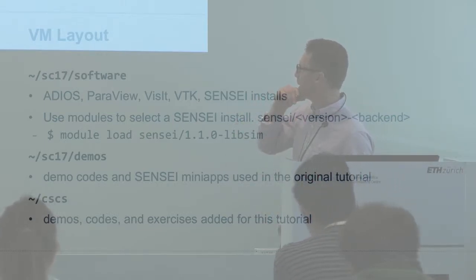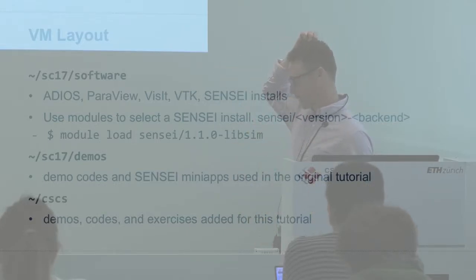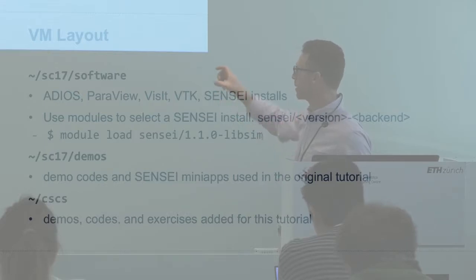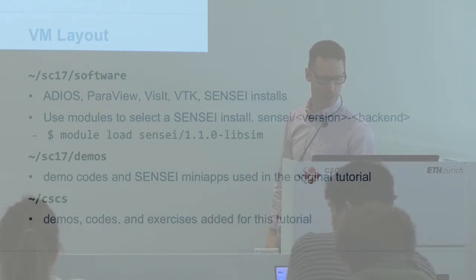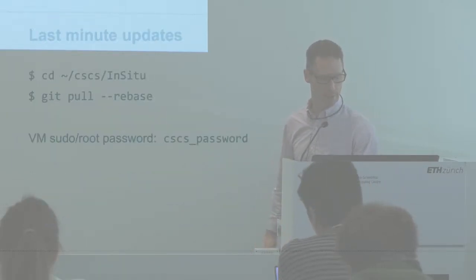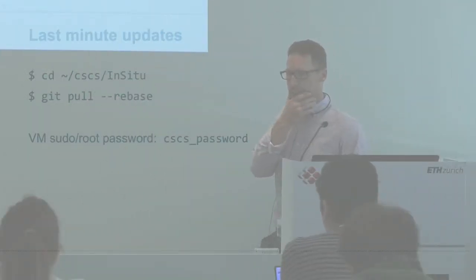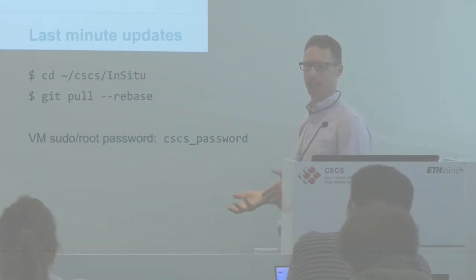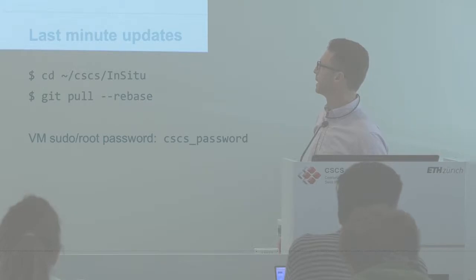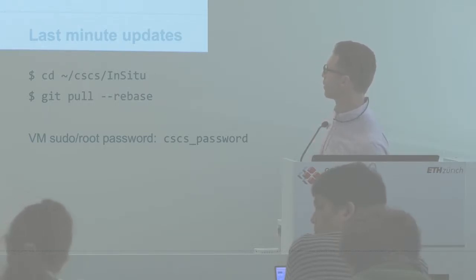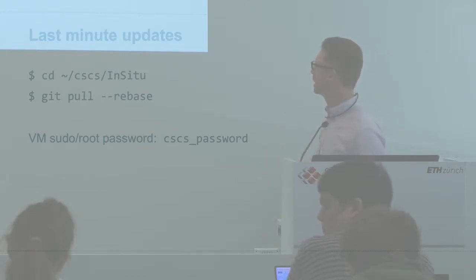Finally, for this tutorial, we've added a bunch of demos and exercises, and those are in the home CSCS folder. Within home CSCS, there's an in situ folder that has a number of different folders in it, and we'll go into detail later. Once the VM's installed and running, because we have some new material in the CSCS folder that didn't make it onto the VM by the time I froze it, we'll have to CD in there and do a git pull to update it.